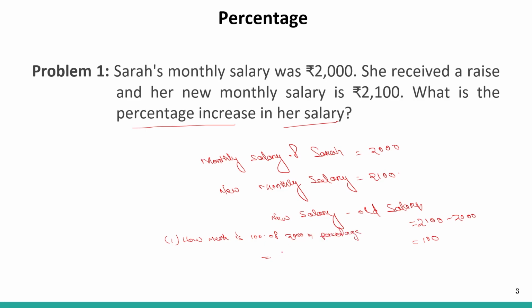So this will be 100 by 2000 into 100. This is nothing but 10 power 4 by 2 into 10 power 3, which is equal to 10 by 2, so this is 5%. So the increment in salary will be 5%. The correct answer is 5%.